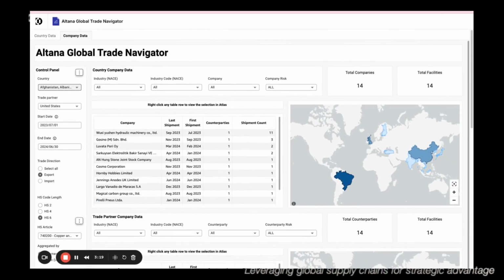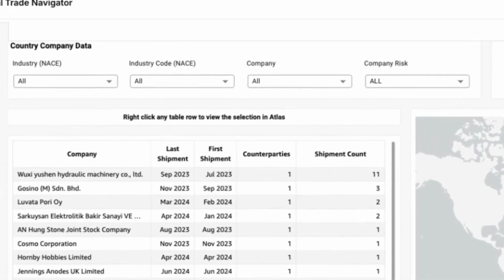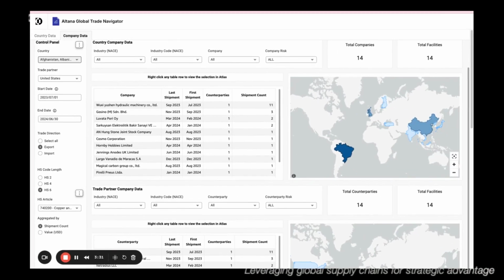The Navigator displays qualified manufacturers globally, filtered by company type, trade volume, and risk factors, providing immediate options for diversifying your supply base. This is not just about risk identification, but also about strategic cost management and supply chain optimization.